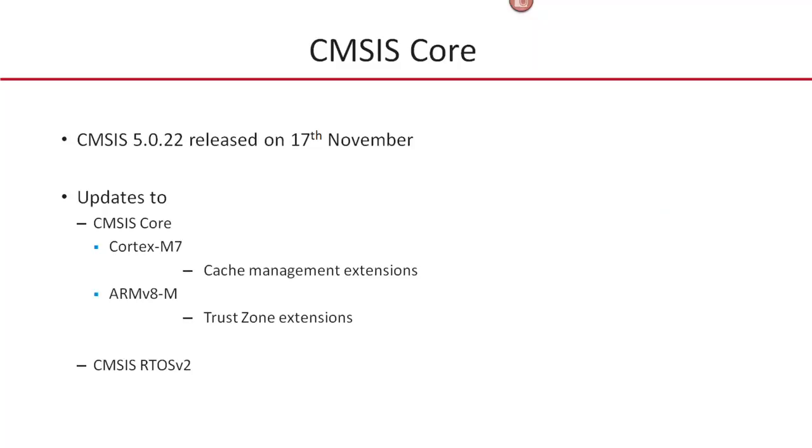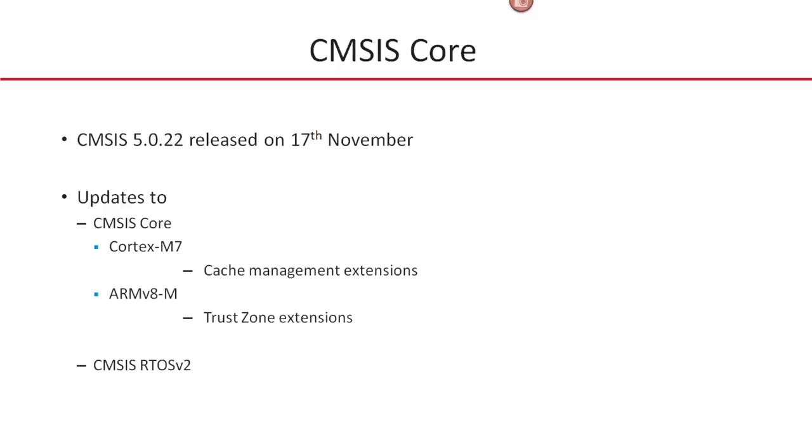The latest version of CMSIS, which is version 5, was released probably about a couple of weeks back now, and there have been a number of additions to the CMSIS standards. So in the CMSIS core specification, the low-level functions that code can use to talk to the key processor registers, these have been expanded to support the Cortex-M7, particularly its cache management, and also to support TrustZone within the ARMv8-M processors as well.